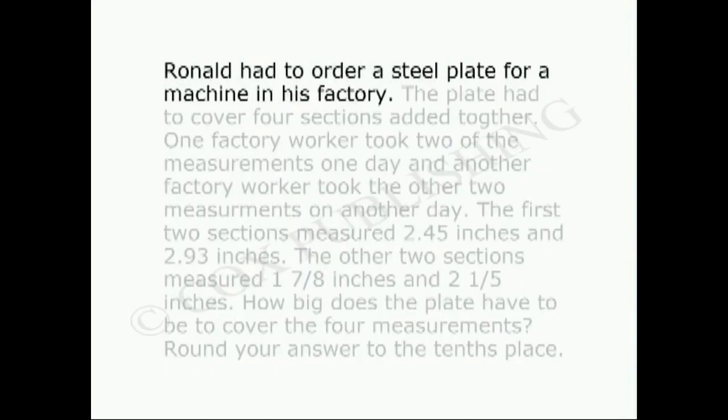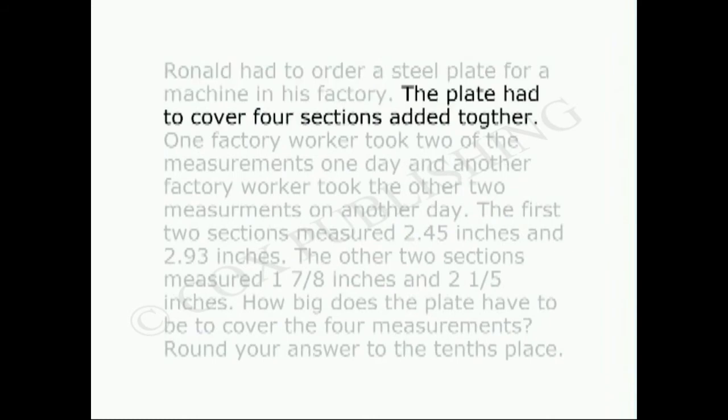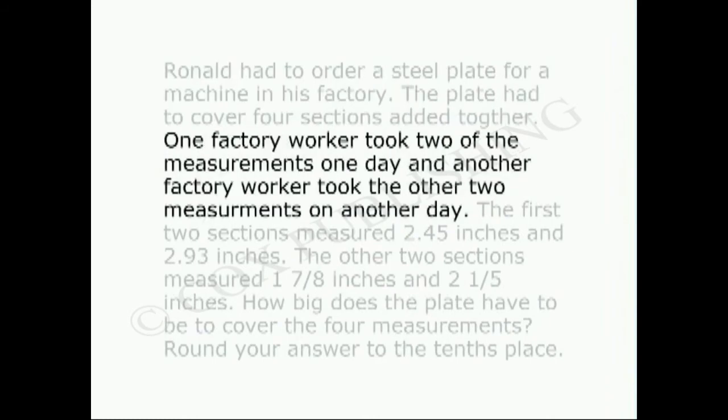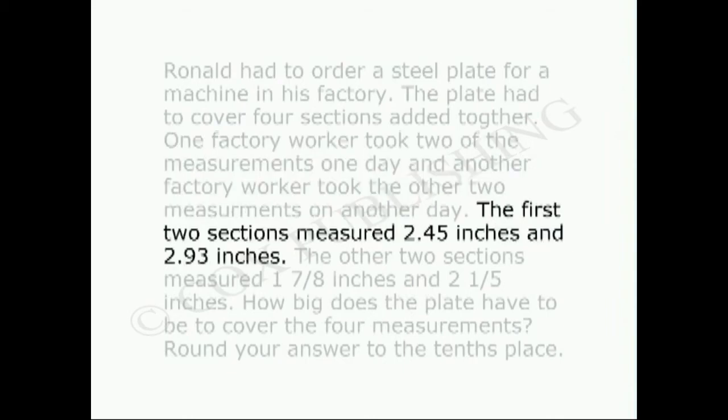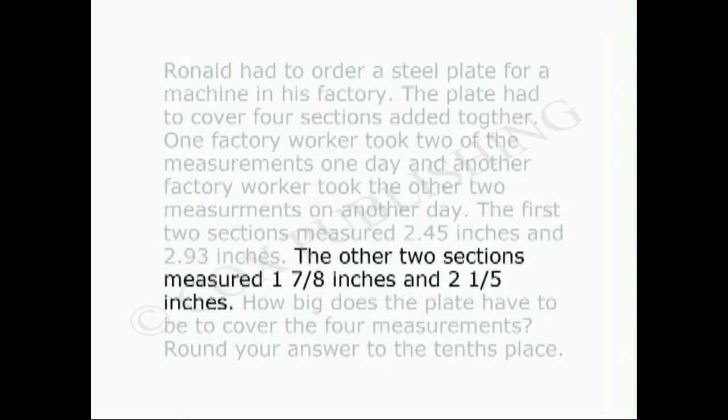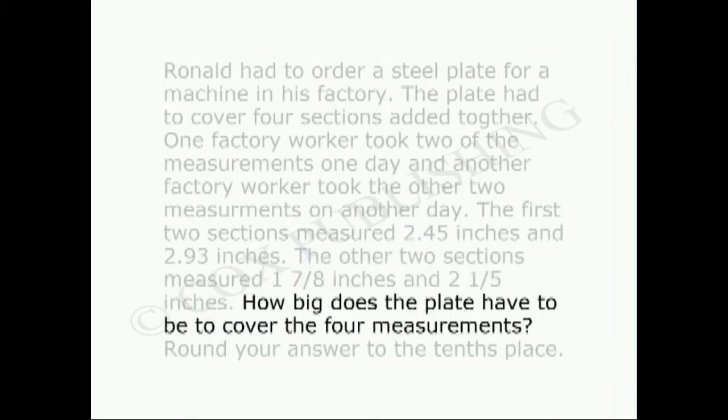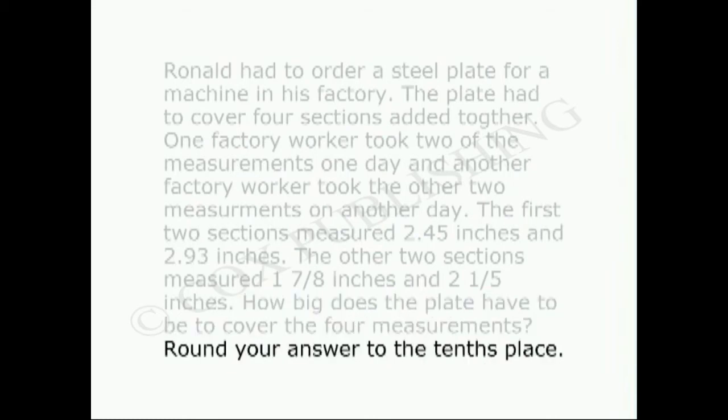Irving, can you solve this problem? Ronald had to order a steel plate for a machine in his factory. The plate had to cover 4 lengths added together. One factory worker took 2 of the measurements one day, and another factory worker took the other 2 measurements on another day. The first 2 were 2 45 hundredths inches and 2 93 hundredths inches. The other 2 measurements were 1 7/8 inches and 2 1/5 inches. How big does a plate have to be to cover the 4 measurements? Round your answer to the tenths place.